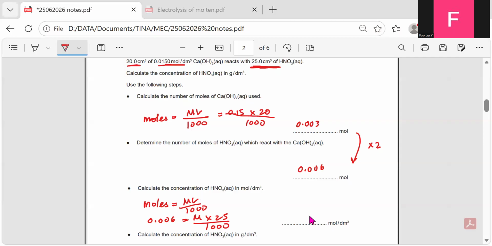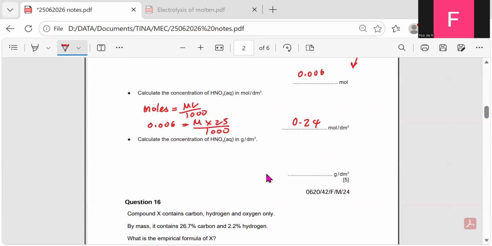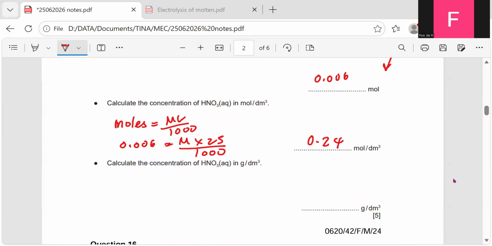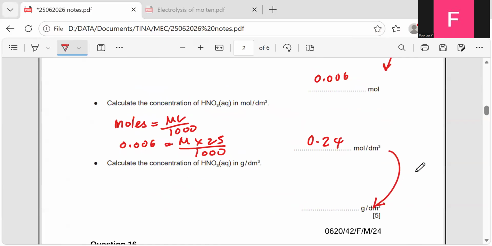So you get 0.24. This is in the unit of mole per decimeter cube. How do you change mole per decimeter cube to gram per decimeter cube? You multiply by molar mass. So please find the molar mass of HNO3 and multiply.